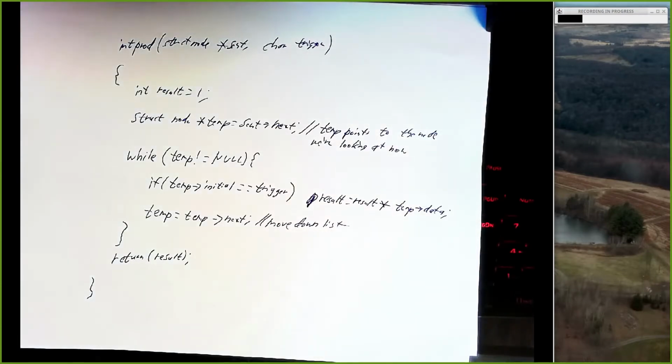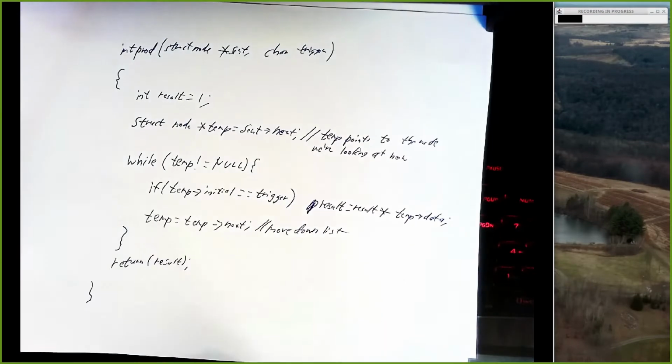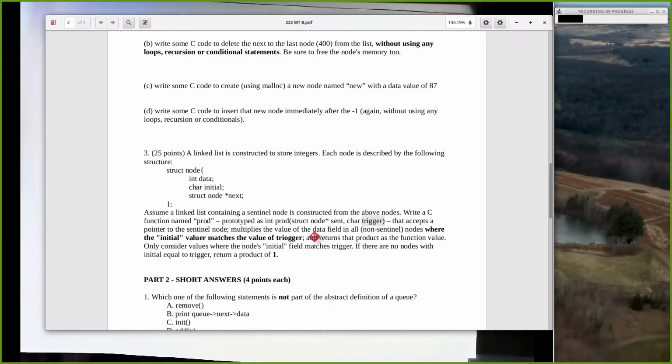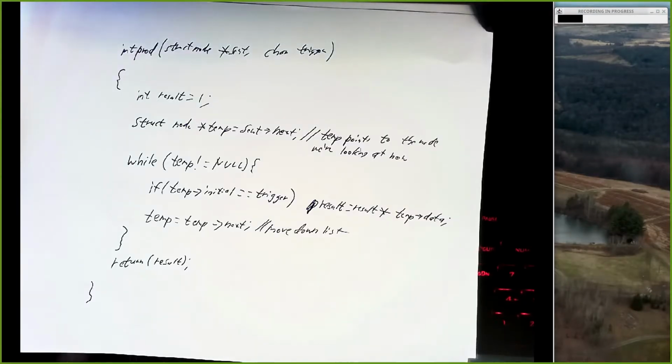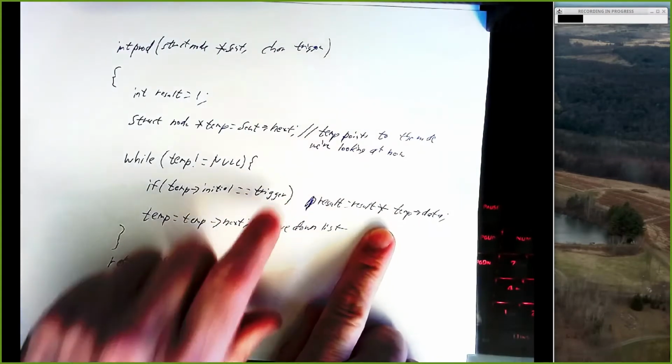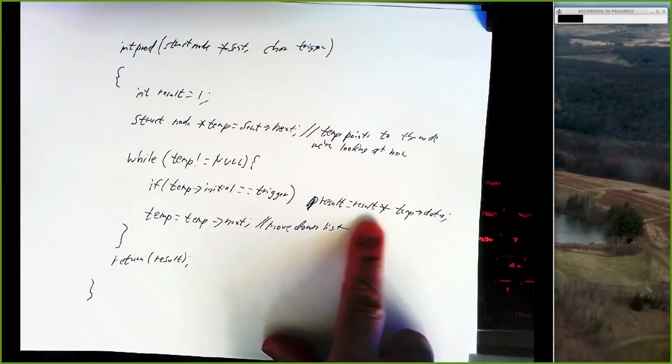So some of the troubles I saw people running into, one issue was doing this multiplication without looking to see if the initial matches the trigger. In other words, multiplying every node in the linked list, which misses this whole idea of multiplying the values of the data field in all nodes where the initial value matches the value of the trigger. I misspelled trigger, end value. So that was one thing I saw, was people multiplying every single node instead of doing it selectively.